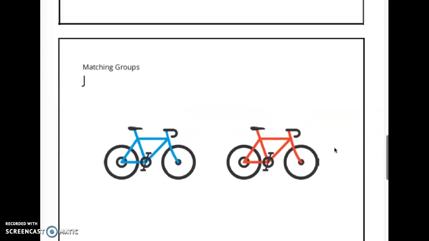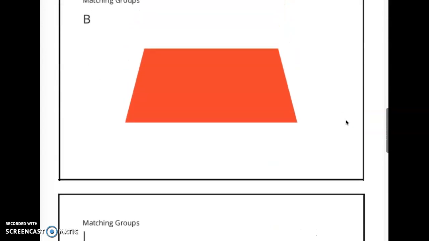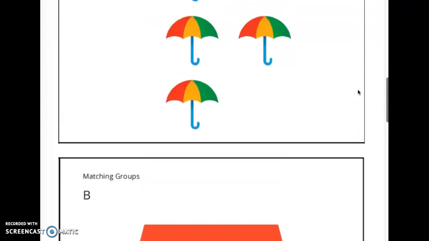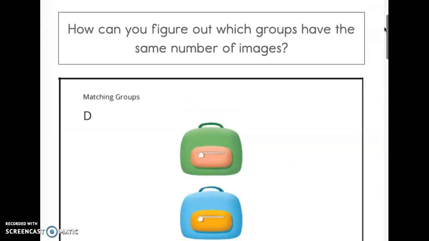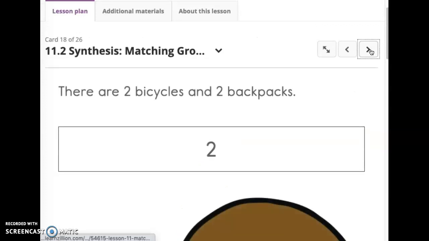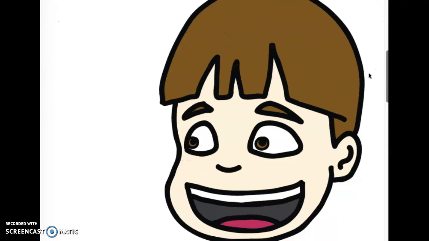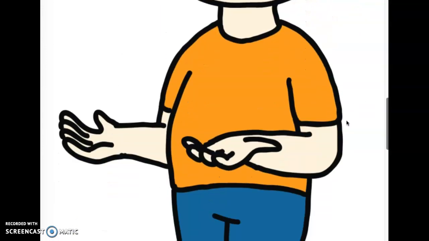Which two pictures have the same number of images? There are 2 bicycles and 2 backpacks. How did you know?